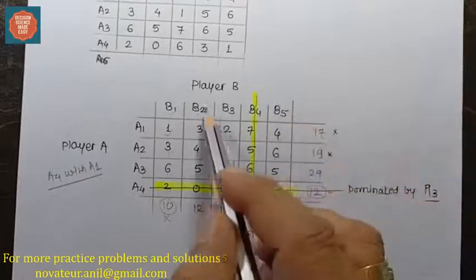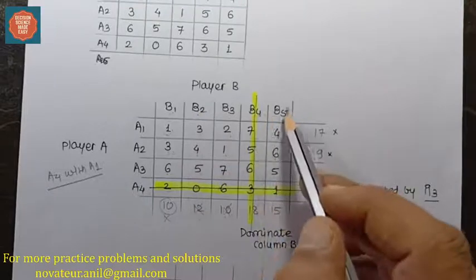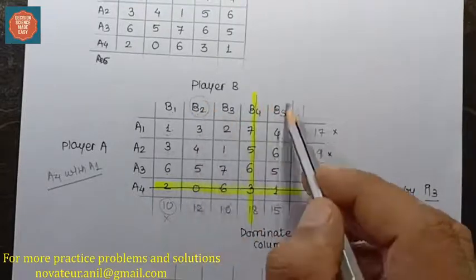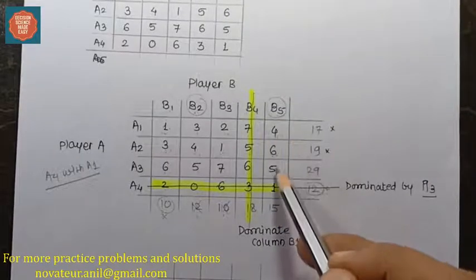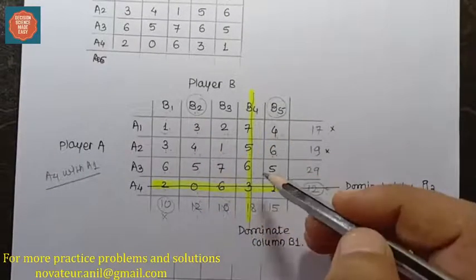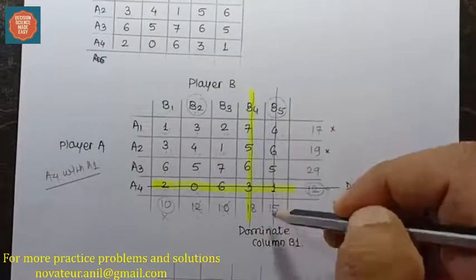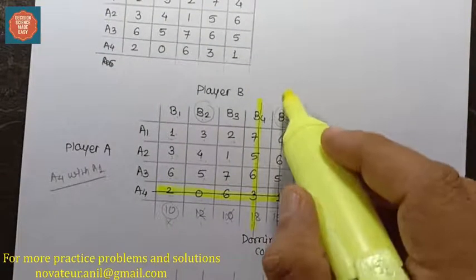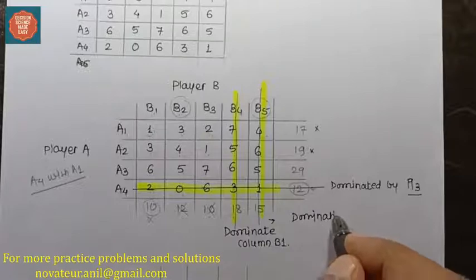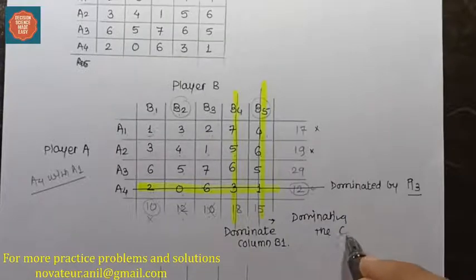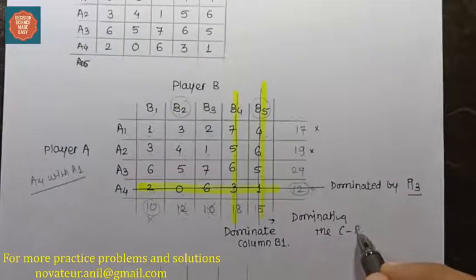So now, I'm talking about the elements of b2 and b5, all the elements of b5 are either greater or equal to all the elements of b2. So we are going to eliminate b5 here, and we are going to write down here that it is dominating the column, which one? b2. So likewise we have eliminated one row and two columns.